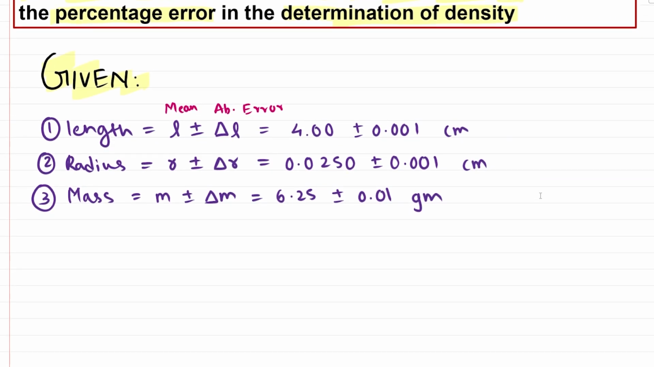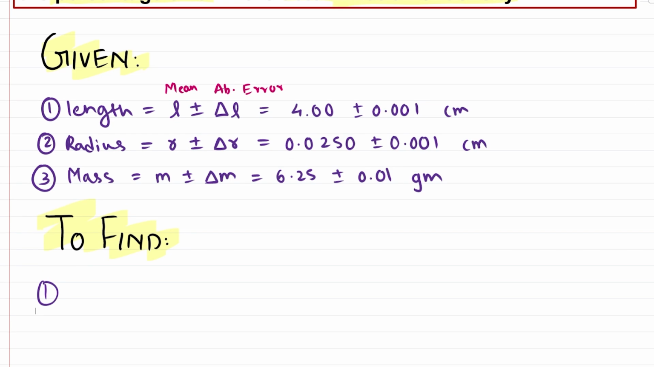Now let's move on to the next section of our numerical, that is the to find section, where we will write all the quantities which we are required to calculate or find. In this particular question we have to find only one thing, and that is the percentage error in the calculation of density of the cylinder. So I'll write percentage error in density.